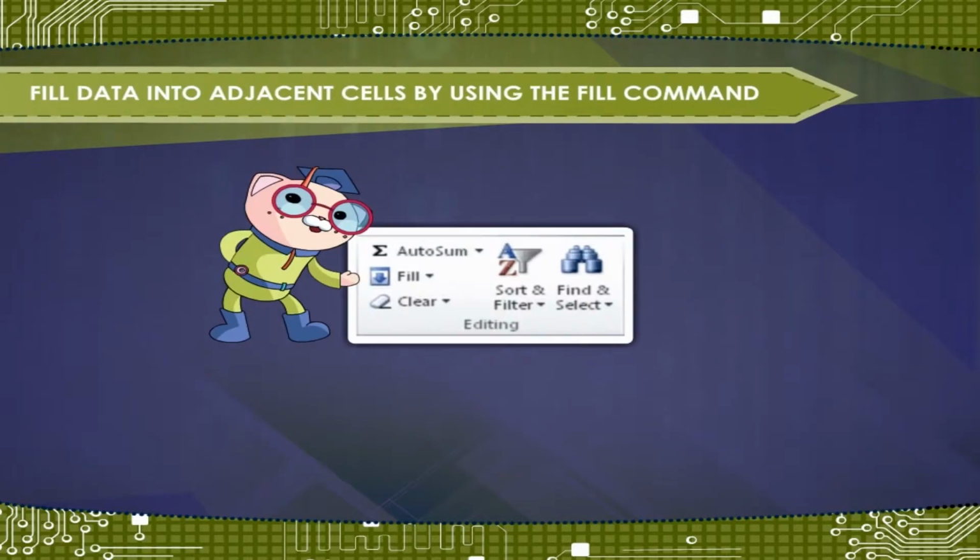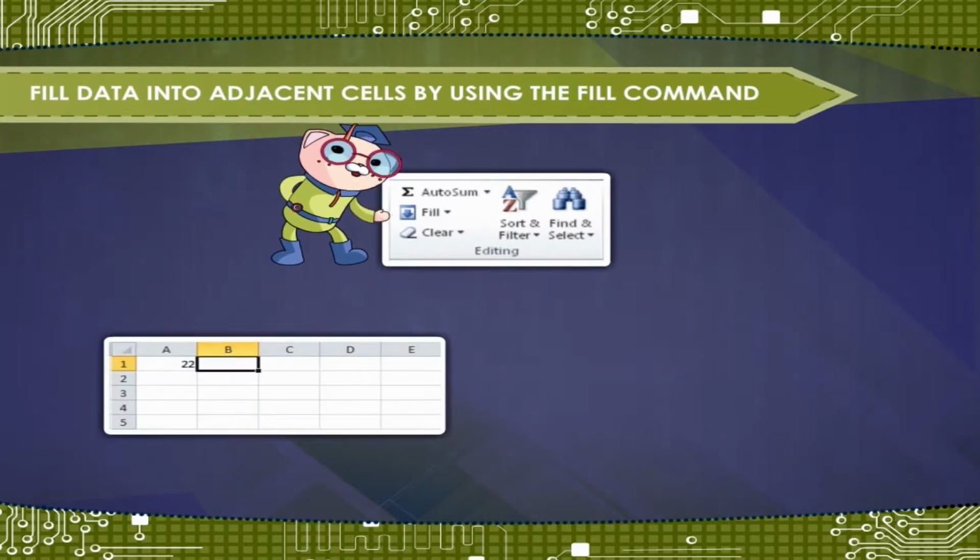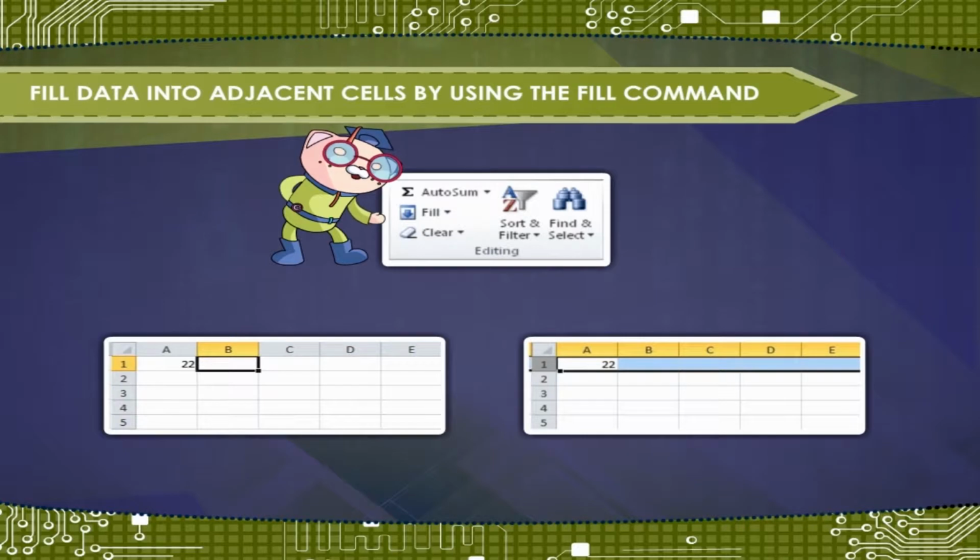Fill data into adjacent cells by using the Fill command. You can use the Fill command to fill the active cell or a selected range with the contents of an adjacent cell or range. Do one of these.